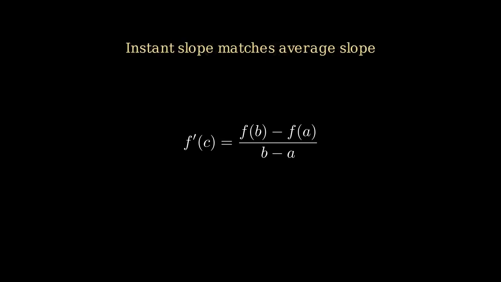Next, the mean value theorem. If f is continuous on the closed interval from a to b and differentiable on the open interval from a to b, then there exists some point c in that open interval where the derivative of f at c equals the average rate of change of f over the whole interval. So somewhere in the middle, the instantaneous slope must match the overall slope.